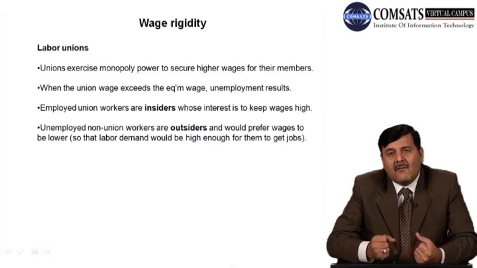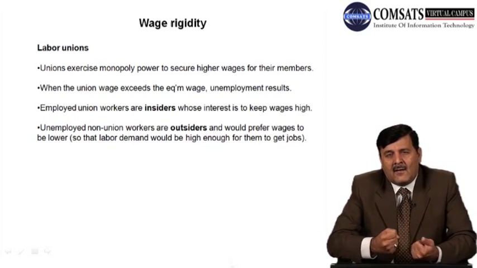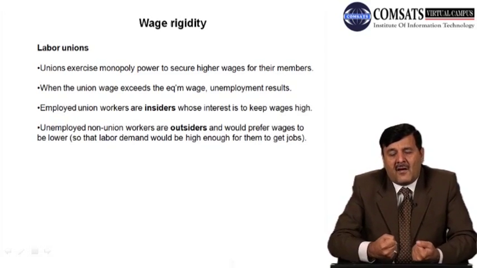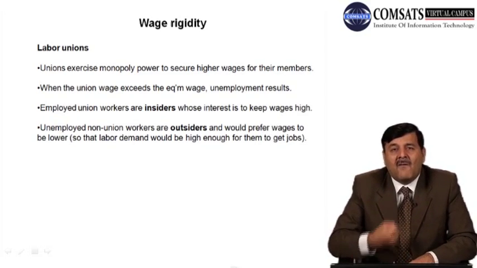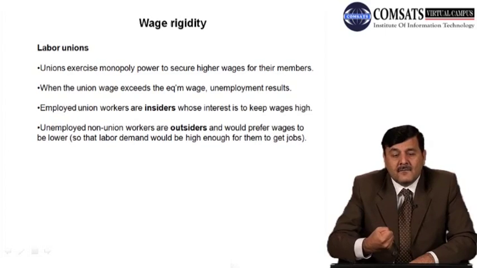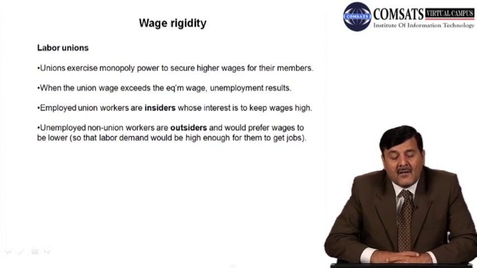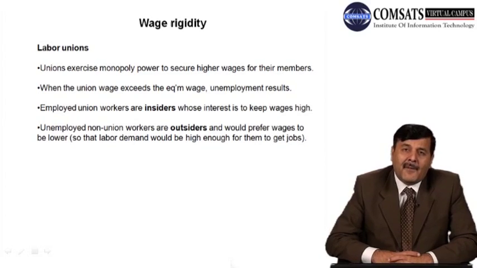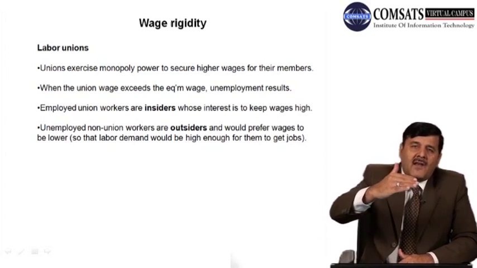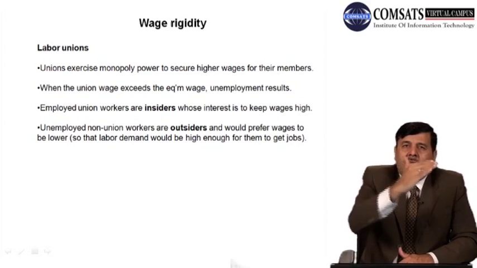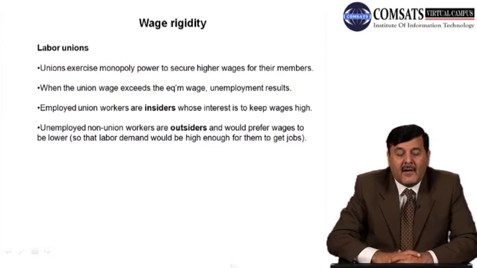अब वो क्या करते हैं, they always fight for the raise of salaries, for the raise of wages of their workers, and in that case they try to fix those wages above the equilibrium wage rate. And so this could be one of the causes of wage rigidity. Now when the union wage exceeds the equilibrium wage rate, then what will happen? जब आपकी जो union wage है which is above the equilibrium wage rate, naturally there will be unemployment.